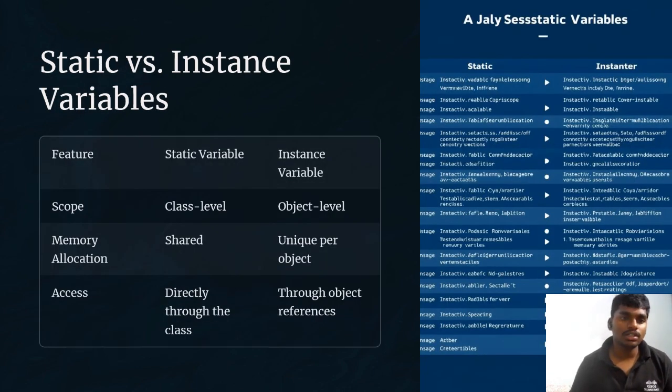Static versus instance variable features. Scope: a static variable is class level, an instance variable is object level. In terms of memory allocation, static is shared and instance is unique per object. Access: static is accessed directly through the class, in terms of instance, through object references.